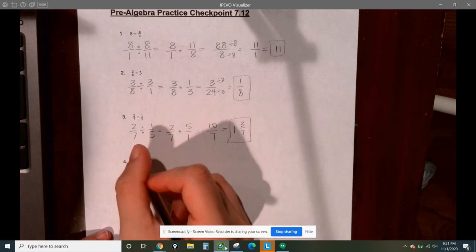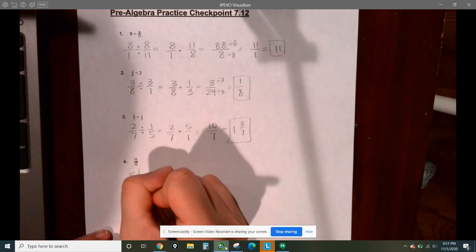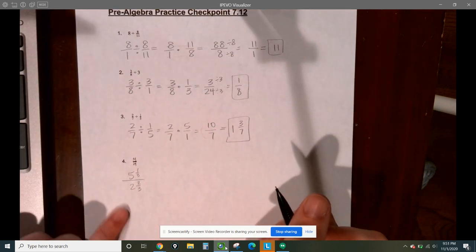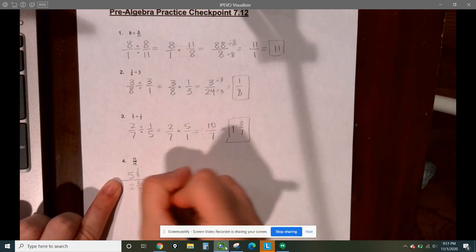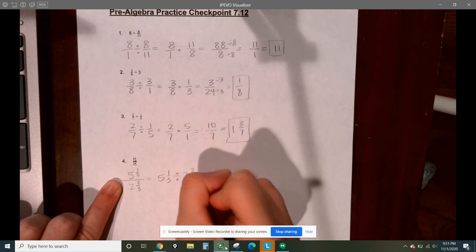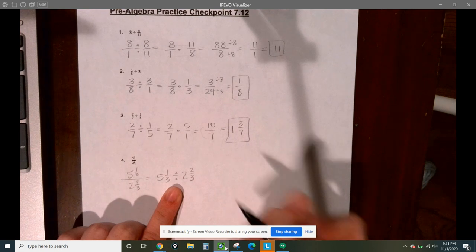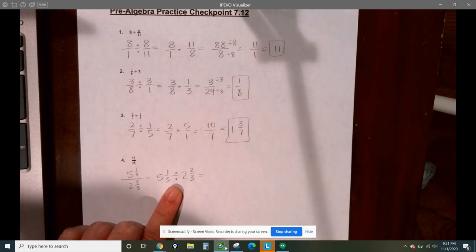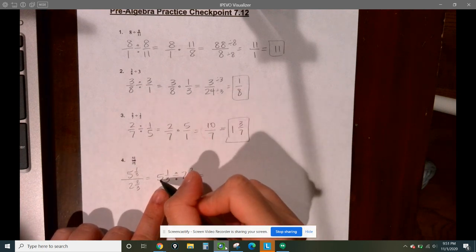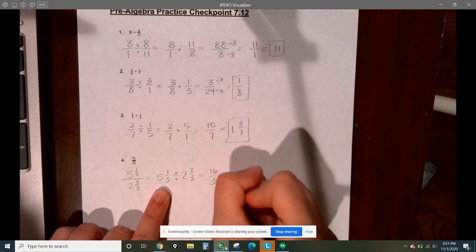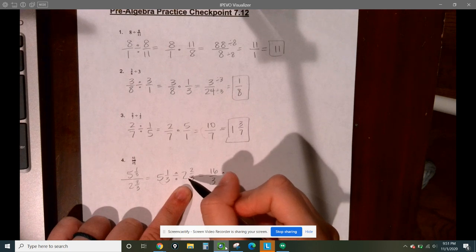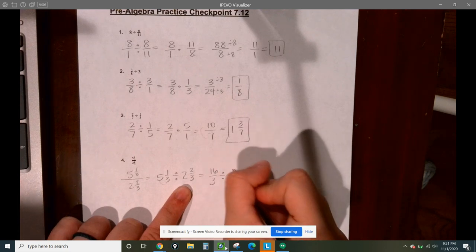Number 4 is kind of small here, so I'm going to rewrite it. It says 5 1/3 over 2 2/3. So this is another way to write division, just using that fraction bar. So this is the same thing as writing 5 1/3 divided by 2 2/3. So when I have mixed numbers, I'll want to turn them into improper fractions so that I can work with them more easily. So 5 1/3, 3 times 5 is 15, plus 1 is 16, so that becomes 16/3, divided by, I'm going to turn this into an improper fraction, so 3 times 2 is 6, plus 2 is 8, so that's 8/3.